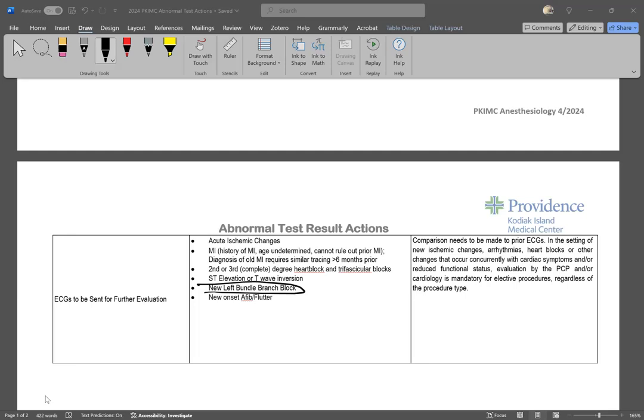Now, if we got our EKG back, and it showed nothing new, or when we compared it to the old EKG, that left bundle branch block was already there, then we would have done nothing because there's been no change. So in this example, our colonoscopy patient is good to go and can be scheduled from a pre-anesthesia testing standpoint.